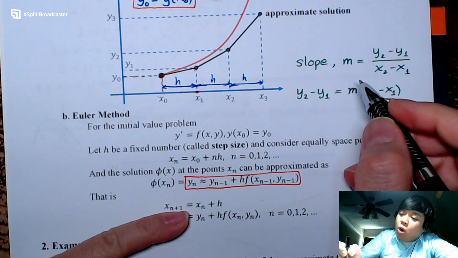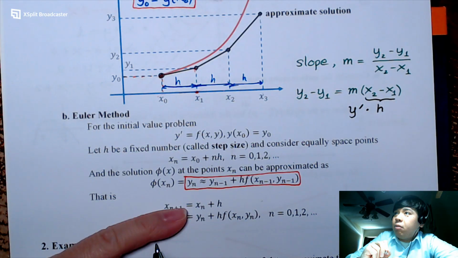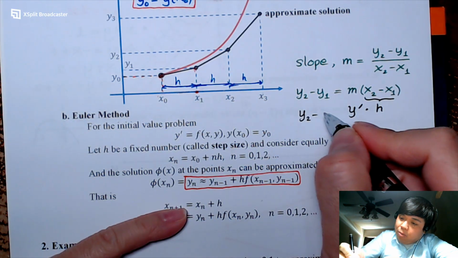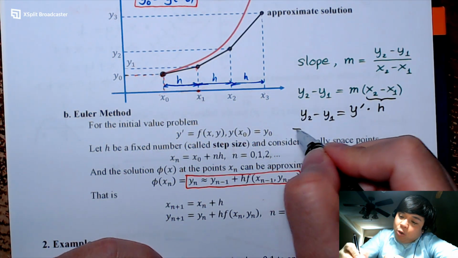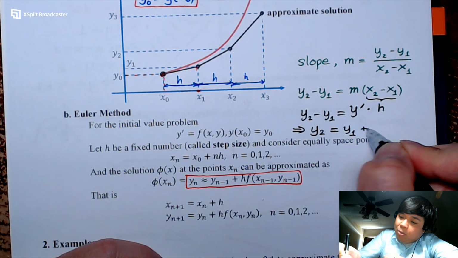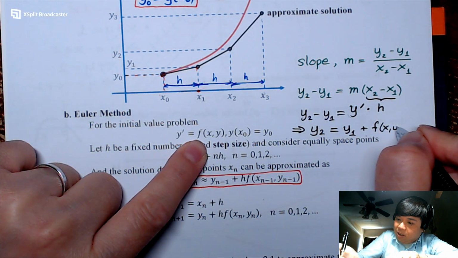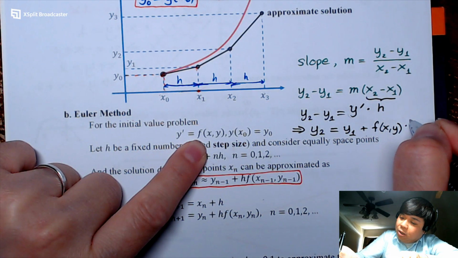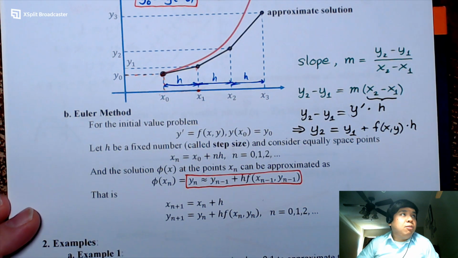And m being the slope is the same thing as the derivative. And we have y2 minus y1 equal to the derivative times h, right? If we want to solve for y2, we add y1 on the other side, plus the derivative, which is the function, times h, and that is the Euler method. Right. So let me pause the video here a bit.